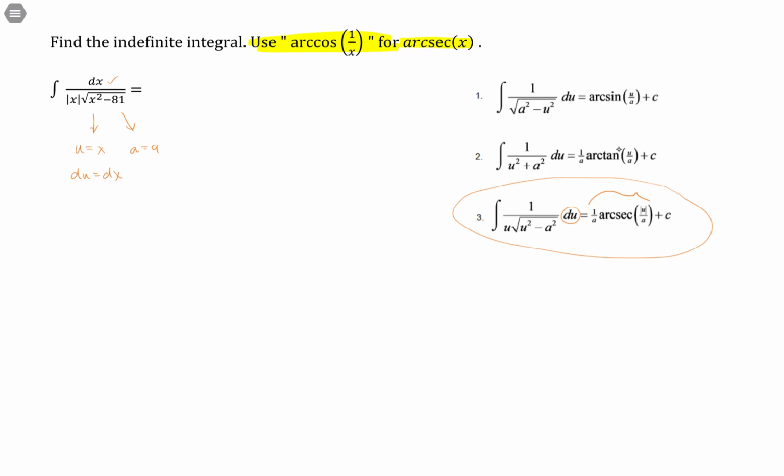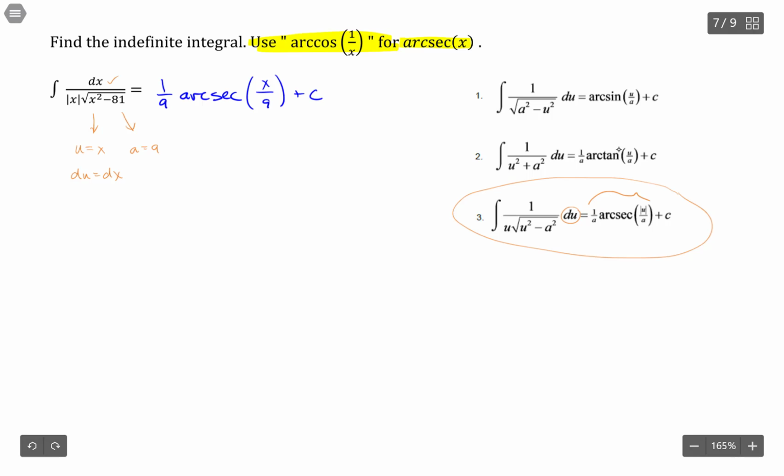We have the absolute value of u on the outside. That's okay. We don't have to write absolute u when we express our final answer, just for simplification. Okay, so the answer here is going to look like 1/9 of the arcsecant of u over a. So u is x and a is 9. And then we're all set.